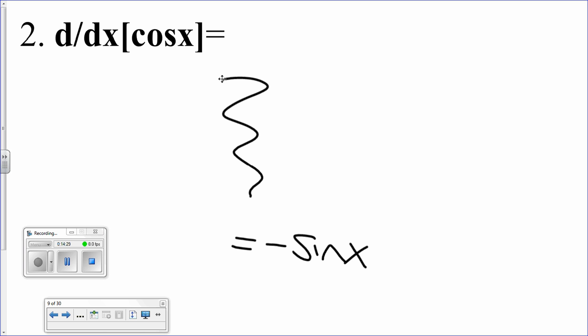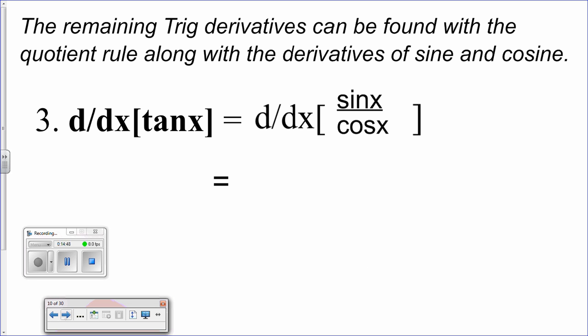All right, so let's just see what we got. The derivative of sine x, do you remember what we got? Cosine x. But the derivative of cosine x is negative sine x. You got those two? That's all you need. Because now any of the other 4 trig functions, we're going to get with the quotient rule. So since that's what you're responsible for, that's what we'll do here.